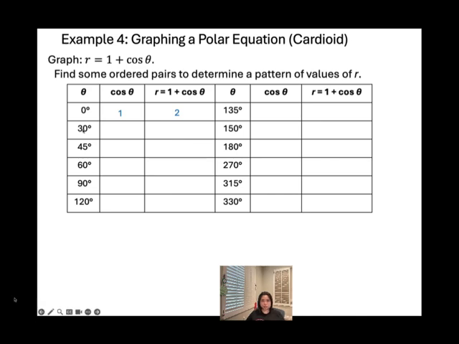Second one, 30 degrees. You could just use your calculator, okay? Cosine 30 degrees will be square root of 3 over 2, which is going to be 0.866. I wanted 1 decimal place, so that will be 0.9. Okay, 0.9 plus 1, that will be 1.9. Okay, strictly using your calculator, find out this table.